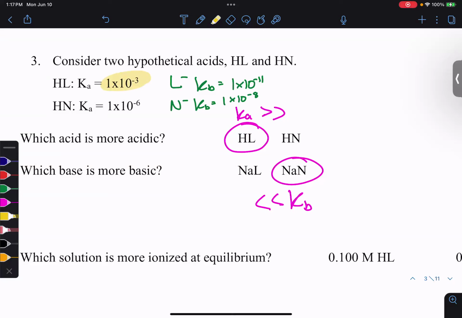Remember last midterm, stronger the acid, crappier the base. It's because of that Ka-Kb relationship to Kw. The larger Ka is, the smaller Kb has to be. So if you have an acid that's a really bad acid, its conjugate's going to be a fairly good base. All right.